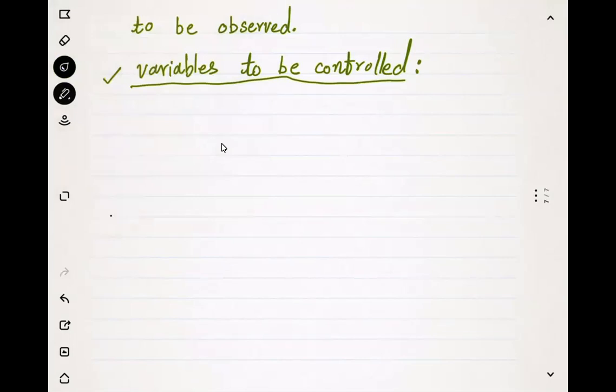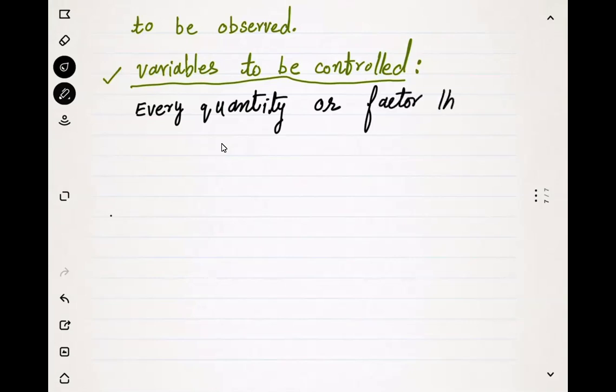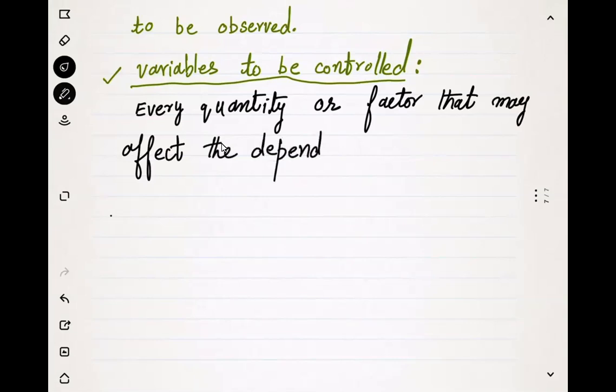So every quantity or factor that may affect the dependent variable other than the independent variable.